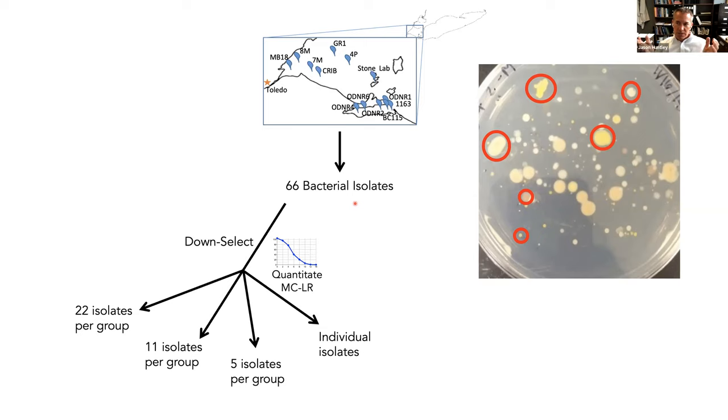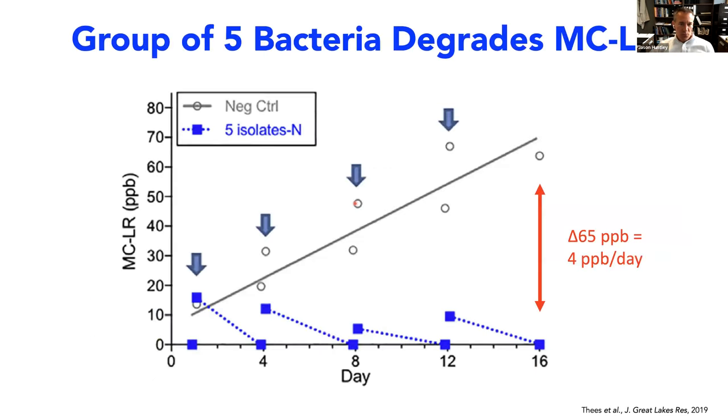And they've all said reduce the complexity, have it as simple as possible. So I'm going to show you some data from recently. We've been now showing degradation from groups of 5 bacteria or individual. And I hope you can appreciate here is a group we call group N. It's 5 bacteria put together.